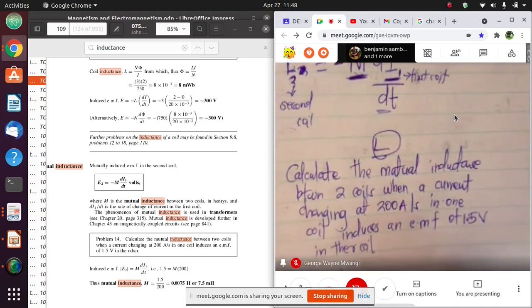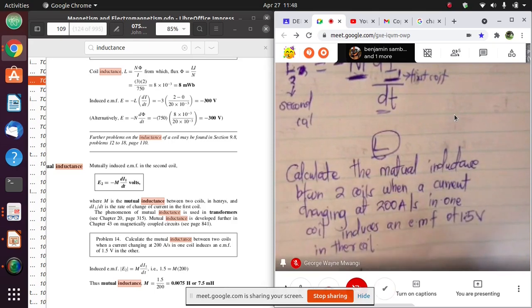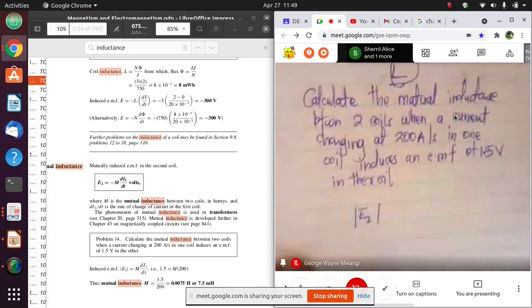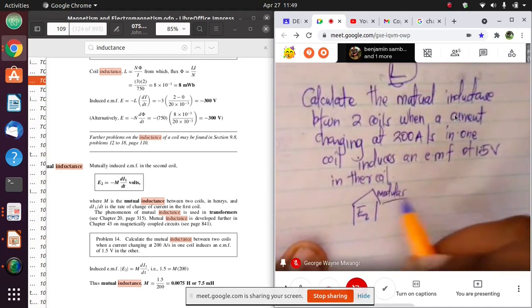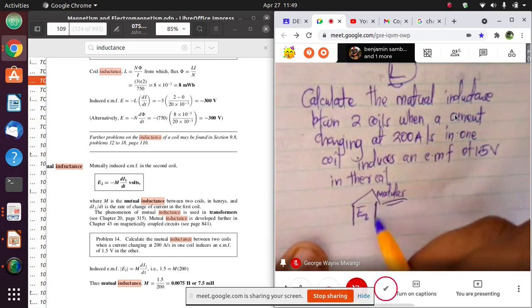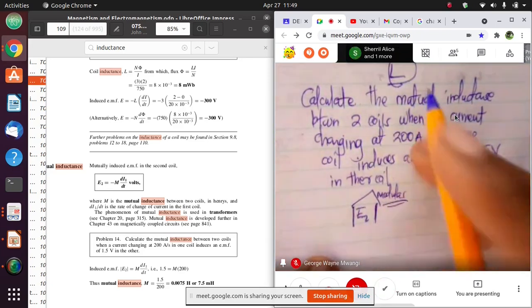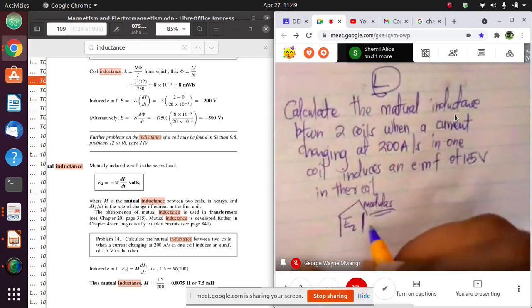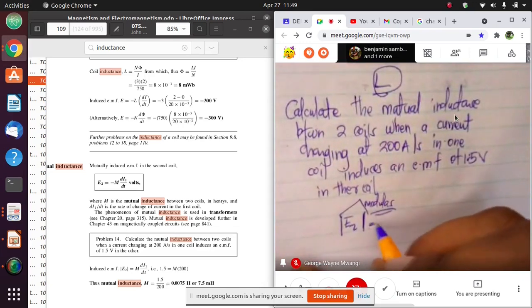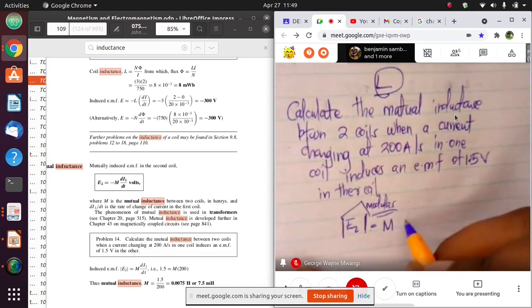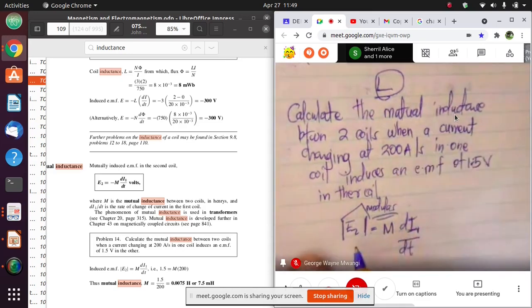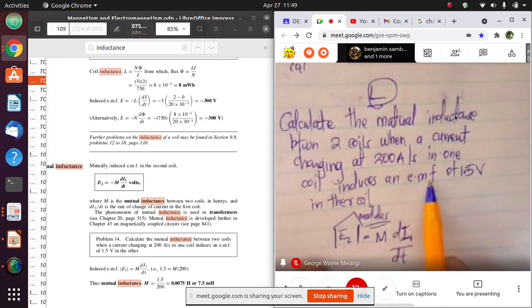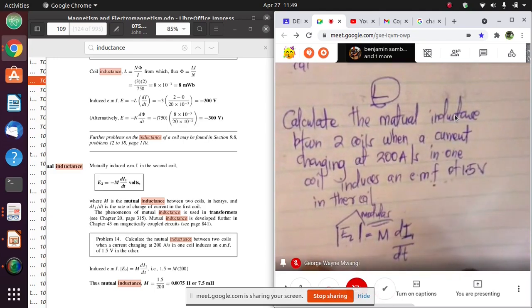Now, the EMF induced, I'll put this in modulus. Modulus just means that we are taking the actual value, the absolute value, so we do away with the negative part. So this will be given by the mutual inductance multiplied by the change in current over the change in time, the change in current in the first coil. Now, we are told that the EMF induced in the second coil is 1.5.